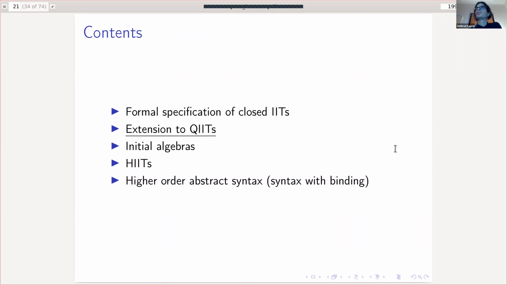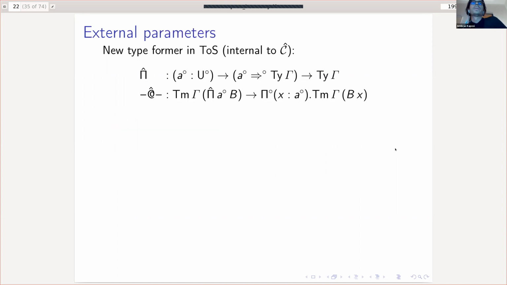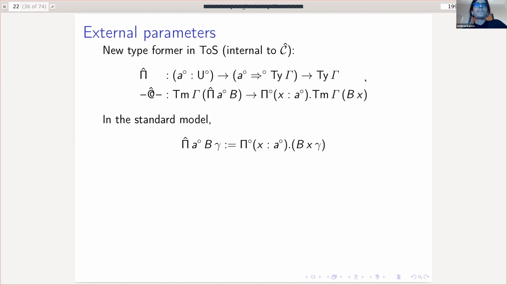So let me show you how to extend this to a larger class of QIITs. So first, if we want to add external parameters, then we have a new function space, this pi hat, which is indexed by elements of U circle. So you remember U circle were types in C. So we can index our types in the theory of signatures by types in U circle, and we also have an application for this. And in the standard model, I interpret this new pi hat type former exactly the same way as the original pi type former, so with context extension.